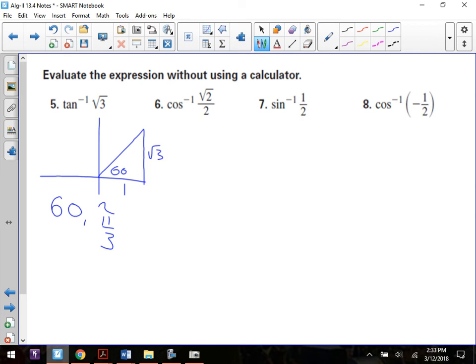Yes, it says that in the instructions. It said give them with radians and with degrees. I'm always going to say that. Okay. That's good.